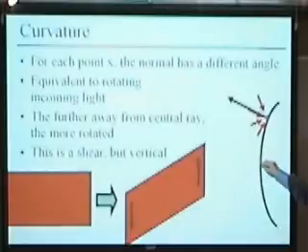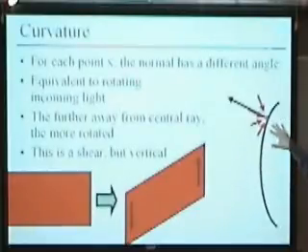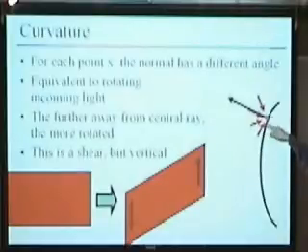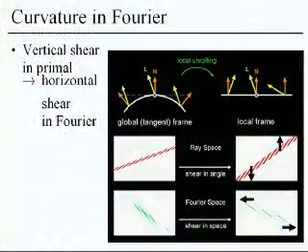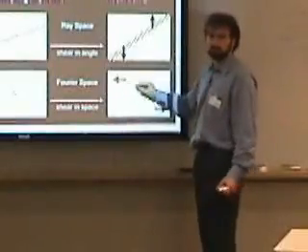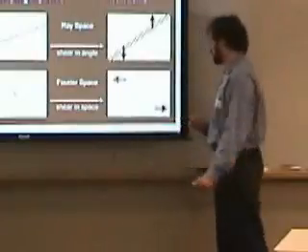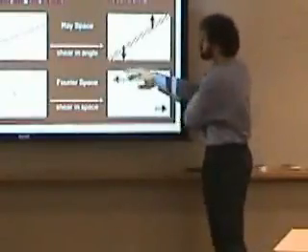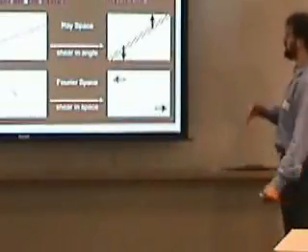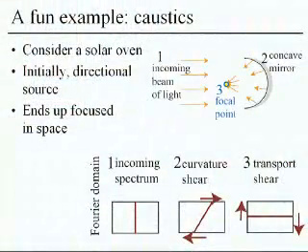And yes, this is yet another linearization. I do a local Taylor expansion of my surface here to say that the angle of the normal is going to be proportional to the distance to the central point. And of course, as you now know, a shear in the original domain is going to be a shear in the Fourier domain along the other dimension. So now it's horizontal in the Fourier domain, and the amount of shear is going to be proportional to the curvature of the object.